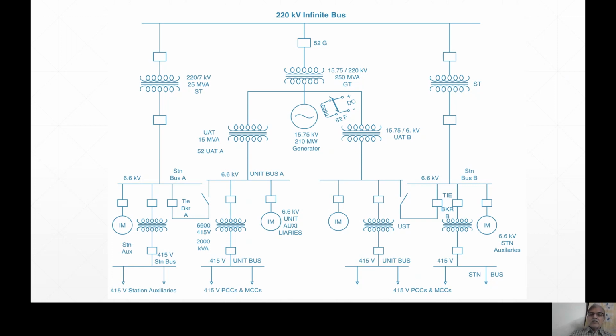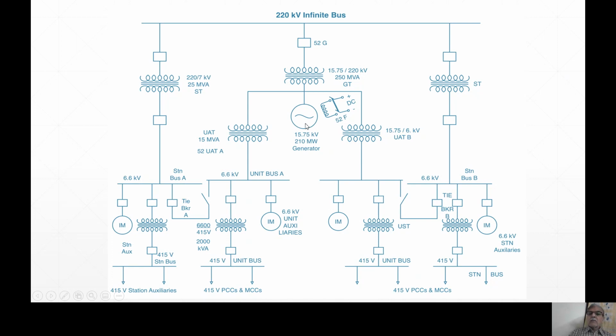There is no breaker between generator and UAT also. You can see that on both sides of the generator there are UATs. It is known as unit auxiliary transformer, A and B, for flexibility. Flexibility means if some auxiliary is out of order, then you can run the generator at reduced power, but generation will not completely stop.